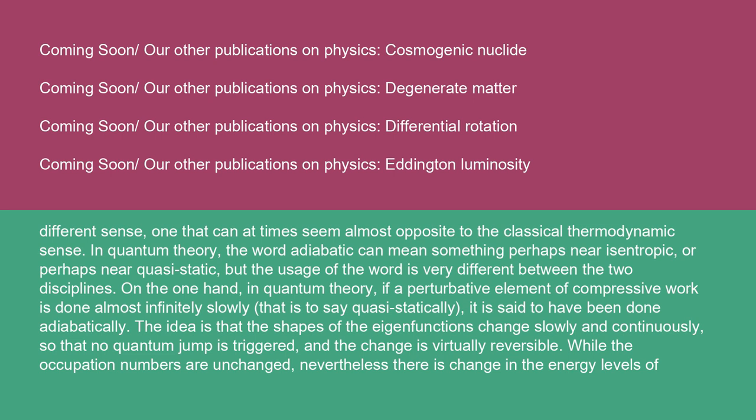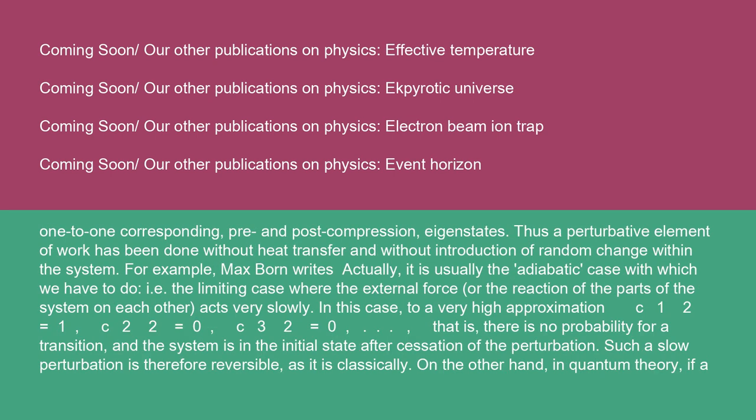The idea is that the shapes of the eigenfunctions change slowly and continuously so that no quantum jump is triggered and the change is virtually reversible. While the occupation numbers are unchanged, nevertheless, there is change in the energy levels of one-to-one corresponding pre- and post-compression eigenstates. Thus, a perturbative element of work has been done without heat transfer and without introduction of random change within the system.